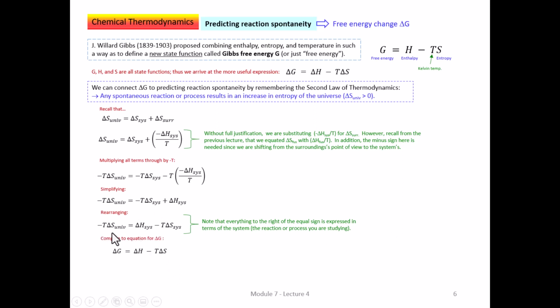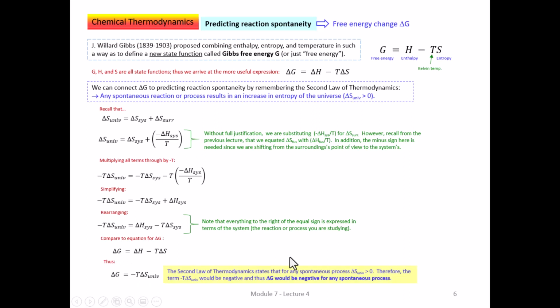Well, let's compare this equation that we've derived here with our equation for deltaG, which we got from the definition of free energy introduced by J. Willard Gibbs. You'll notice here that delta H, of course, is the delta H of the system or the reaction. Delta S here is, of course, delta S of the system. So what we have here is this part of the deltaG equation is equivalent to this part of this minus T delta S of the universe equation. So we can equate deltaG with minus T delta S of the universe.